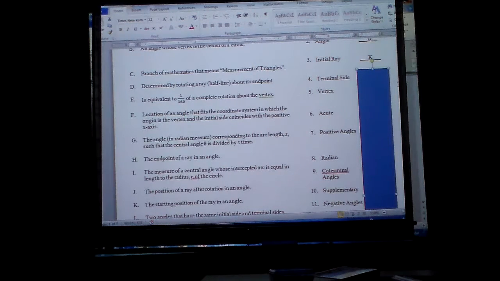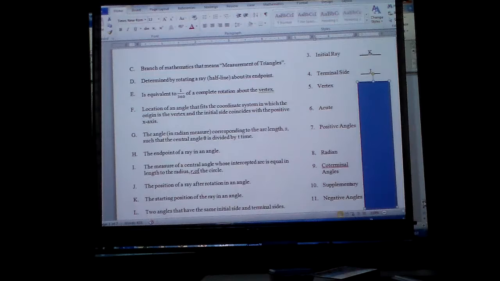Well, if that was the starting one, the terminal side would be the ending one. So which letter has that? Well, that would be the position of the ray after rotation in an angle. Choice J. Woo! Yay! All right. So we're doing pretty good here.